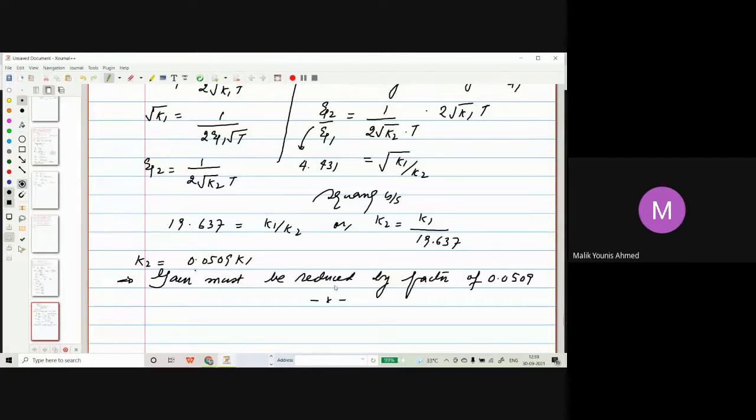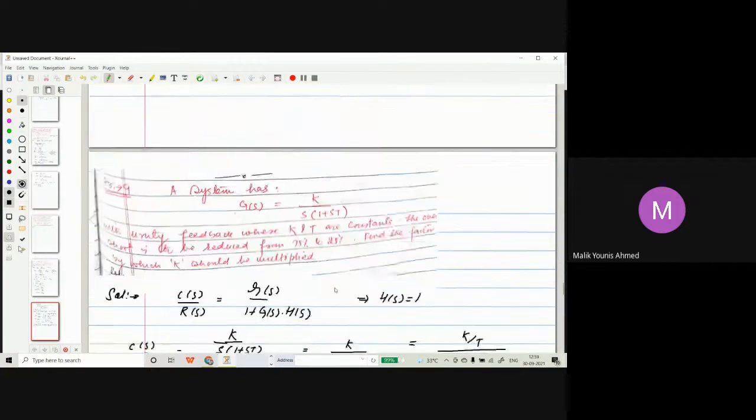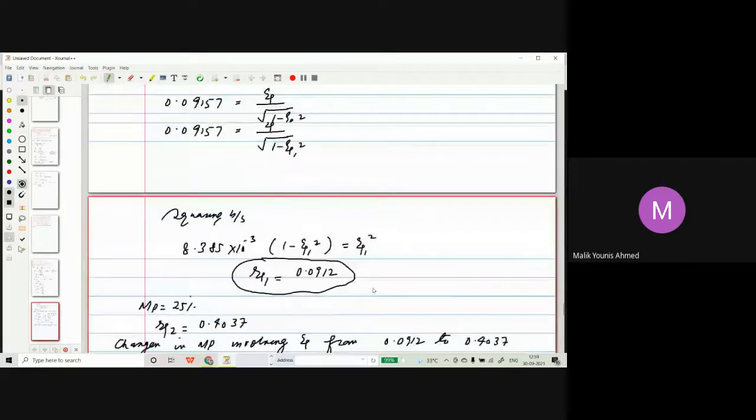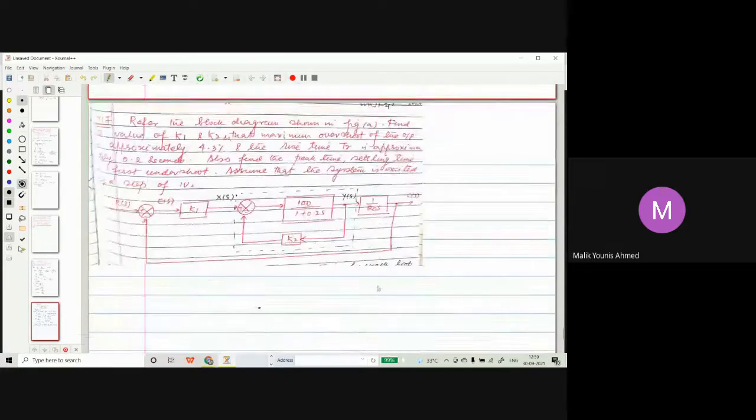It's a very simple question. You have to just see the calculations. So the last question will be for your homework. In this question, you can solve the minor loop and then you can solve this again. The step input is given.